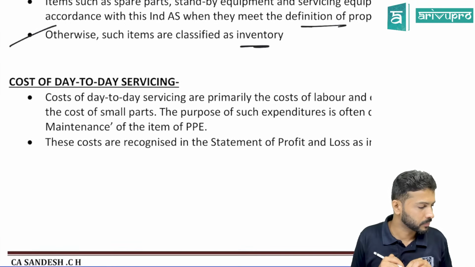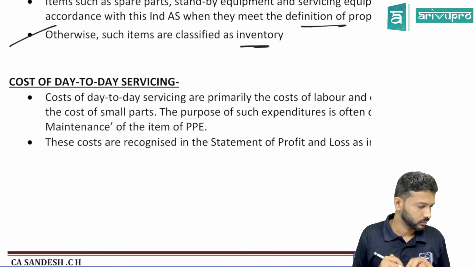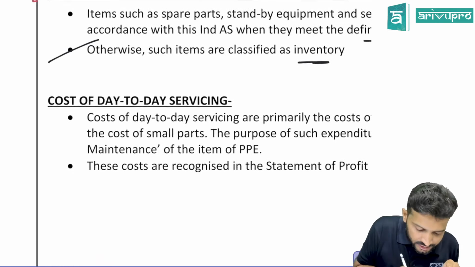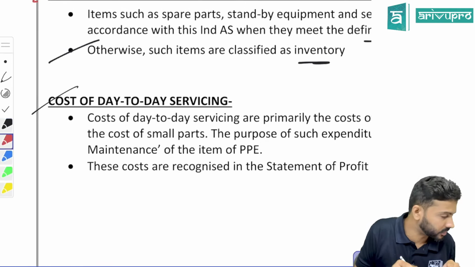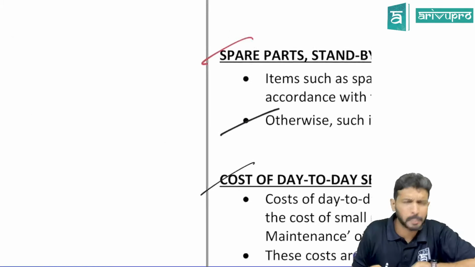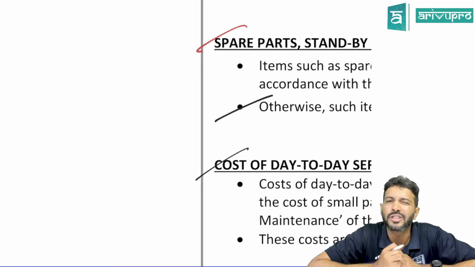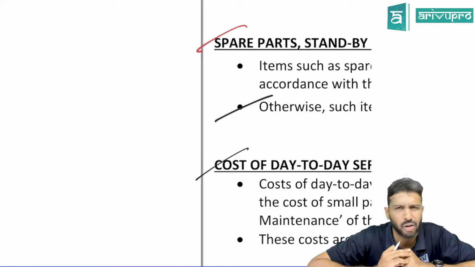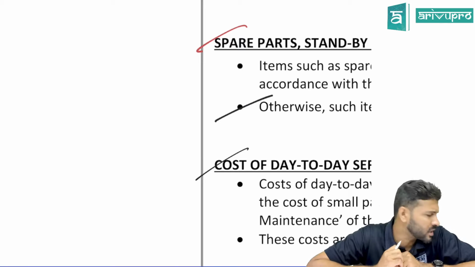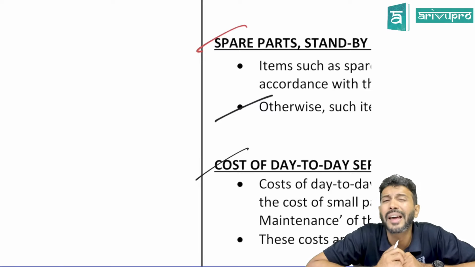Move on to the next concept. Yes. Next is cost of day-to-day servicing. Sir, if you have any property, plant and equipment, so suppose you have a bike. Bike means you will give it for service, no? If you have a bike or car, you will give it for service once in maybe 3 months or 6 months. That means there will be some service cost or repair cost.